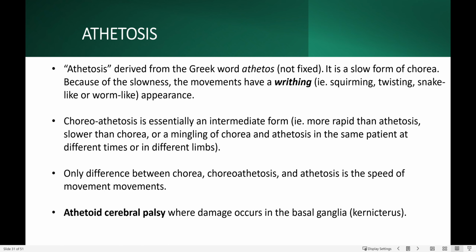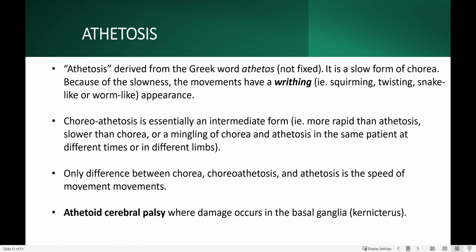Athetosis is from the Greek word meaning not fixed, and it results in slow writhing movements like squirming, twisting, snake-like or worm-like movements. Chorea-athetosis is an intermediate form, more rapid than athetosis but slower than chorea, so it's a mixture of chorea and athetosis. The only real difference between chorea-athetosis and athetosis is the speed of movement. So, as I referred to above, these movements should be considered a spectrum disorder.